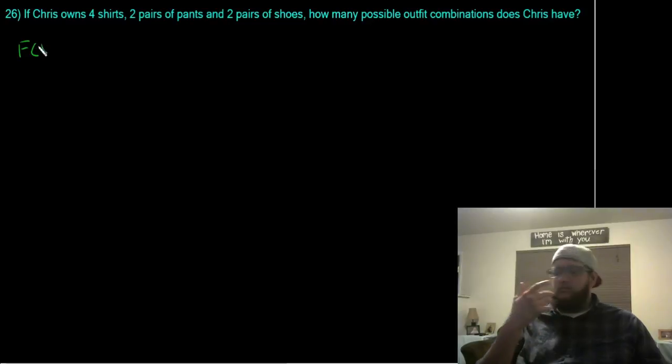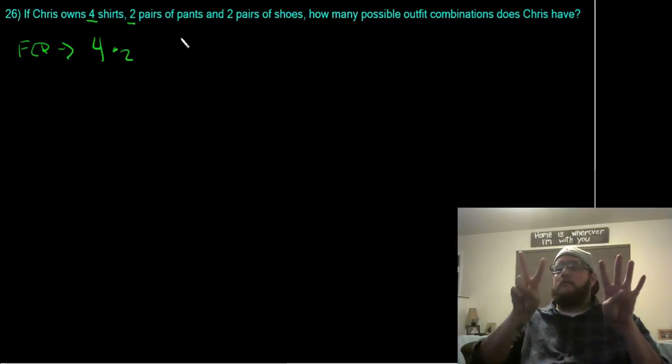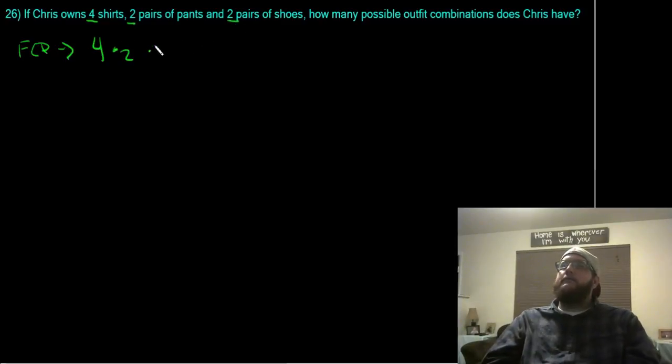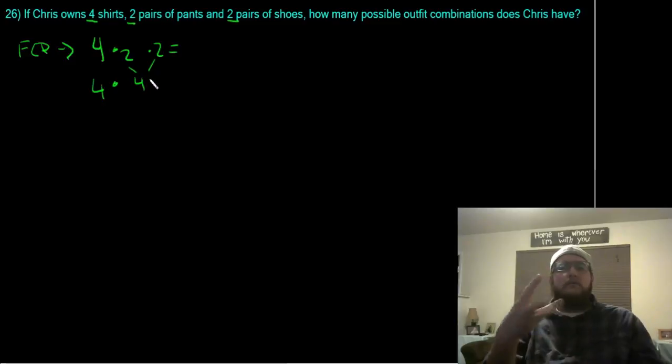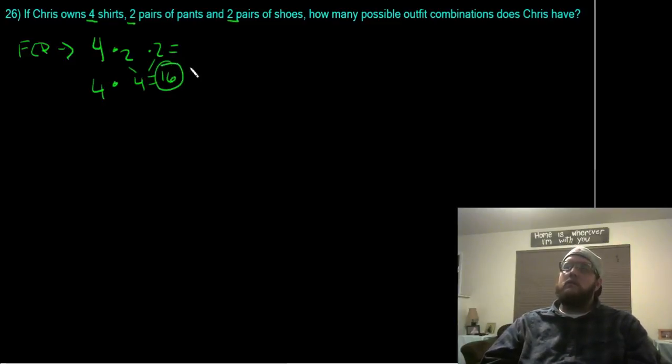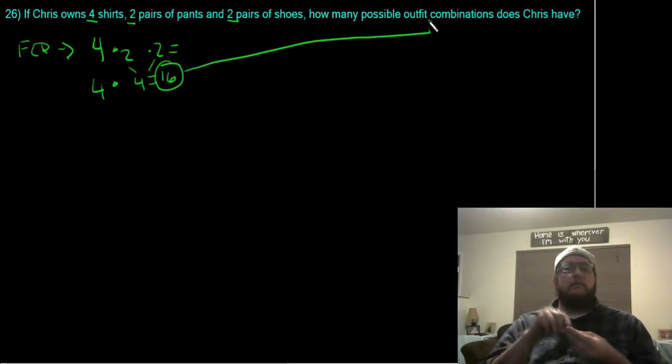Our fundamental counting principle says that we can do 4 shirts times 2 pairs of pants times 2 pairs of shoes. 2 times 2 is 4. 4 times 4 is 16. So there are 16 outfit combinations. And we can set that up. We can have our 4 different shirts. I'm actually not even going to try to draw that. No one wants to see that.